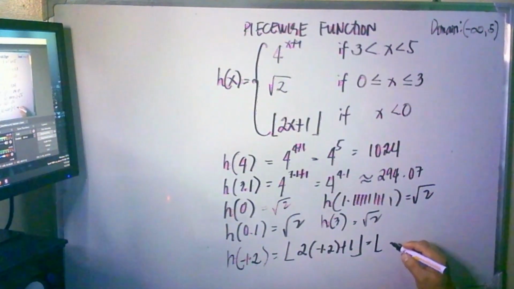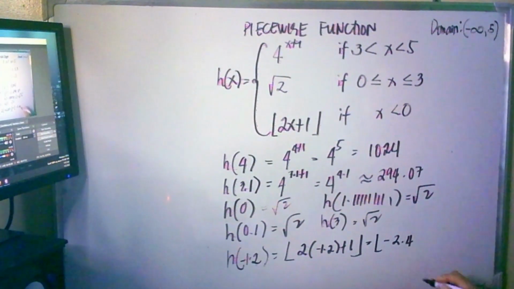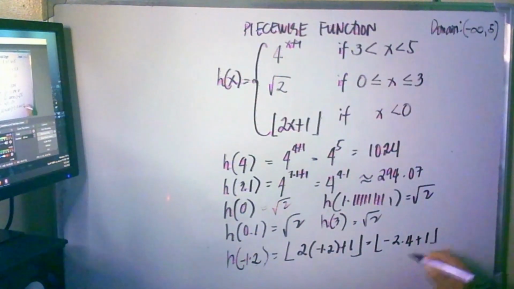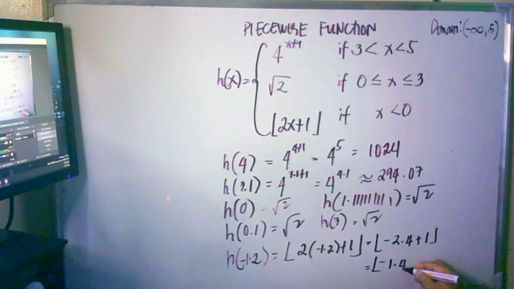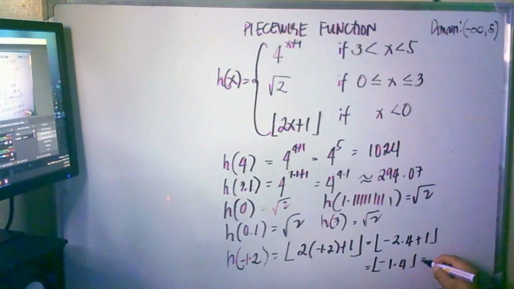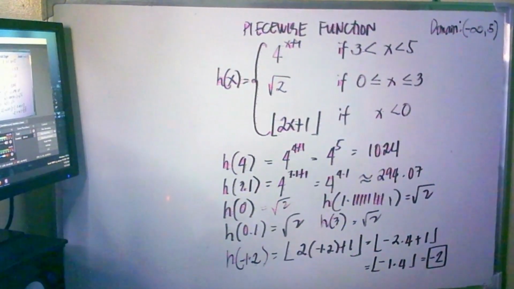So what's negative 2 times negative 1.2? That would give us negative 2.4. Plus, may plus 1 pa tayo dyan. Simplifying further, the inside part, we will have negative 1.4. Alright, so we have now a single number. This is the floor function again, so we take the lower integer. What is lower than negative 1.4? Negative 2. Because these are negative numbers, yes, the answer is negative 2. Alright, so that's it.